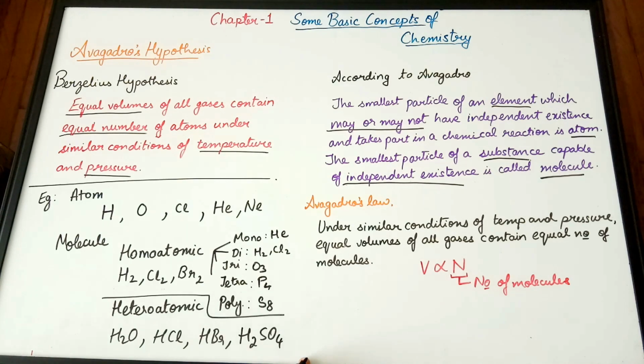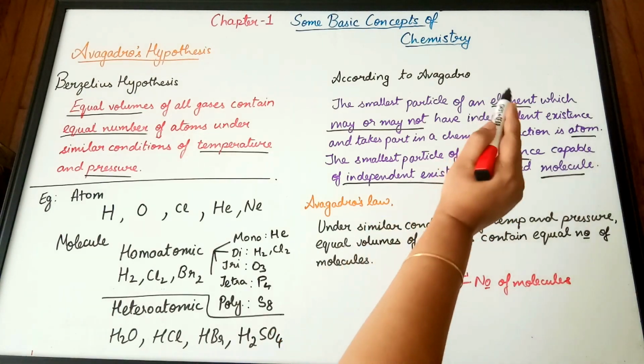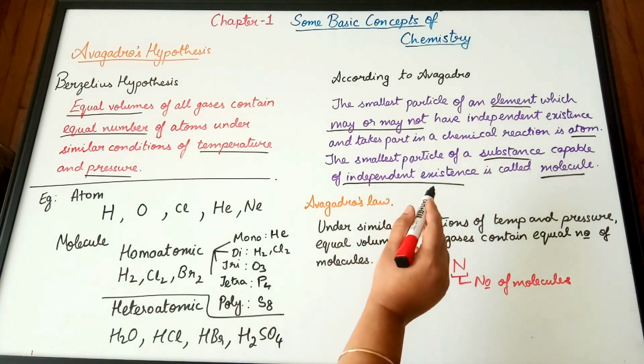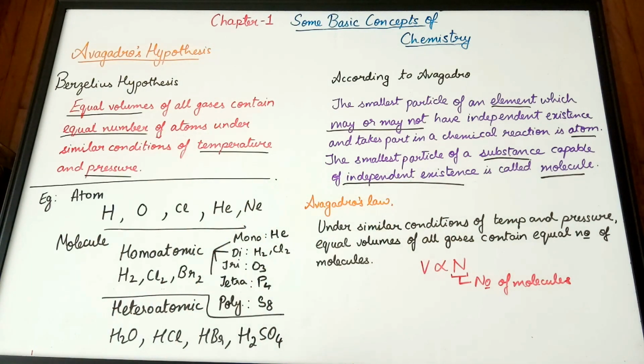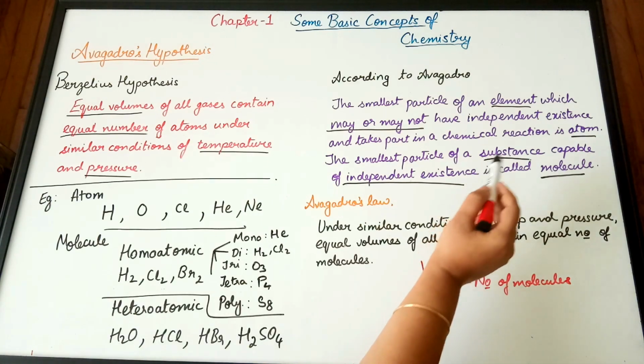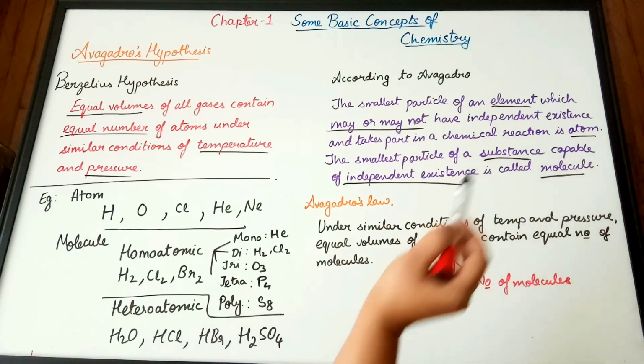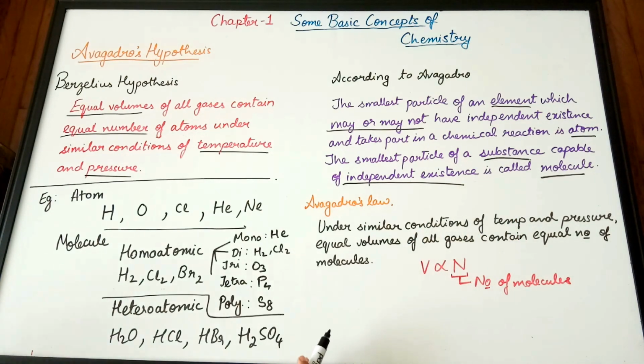He gave two definitions: the smallest particle of an element which may or may not have independent existence is an atom, whereas a molecule is the smallest particle of a substance which is capable of existing independently. One thing you need to remember, in the case of a molecule, he's using the word substance, which means that the substance can be an element or it can be a compound. So he had come up with this definition for atoms and molecules.